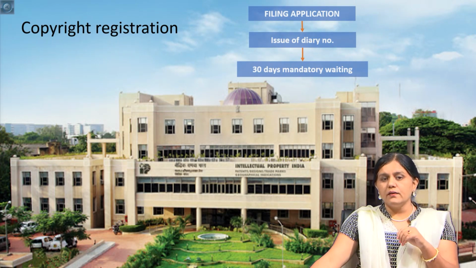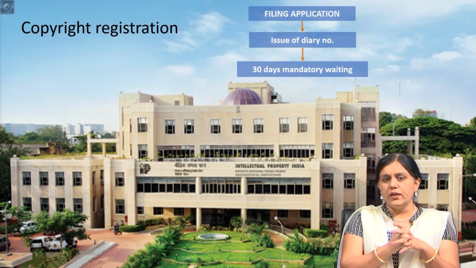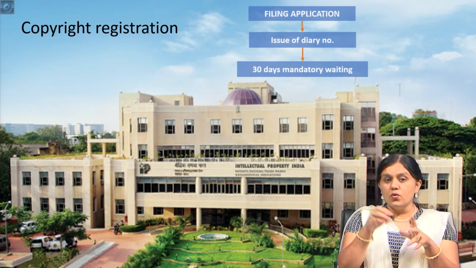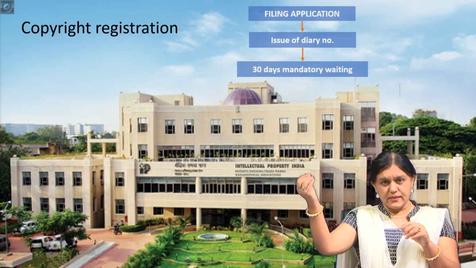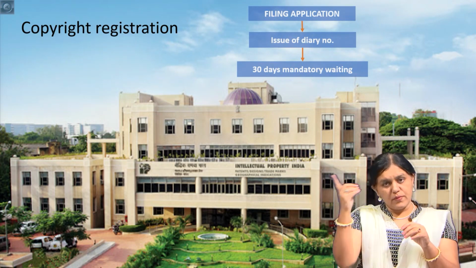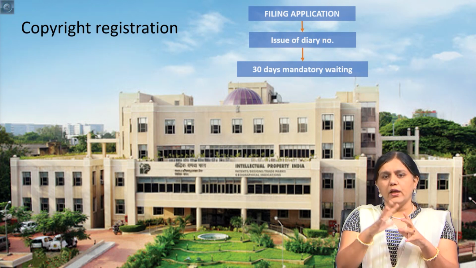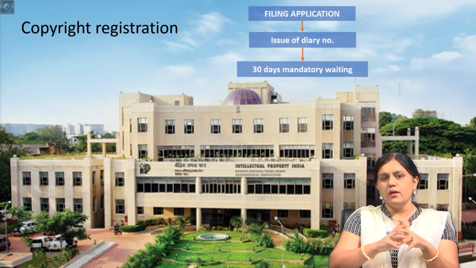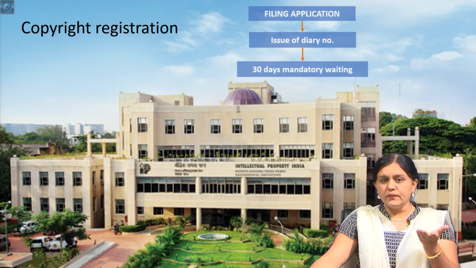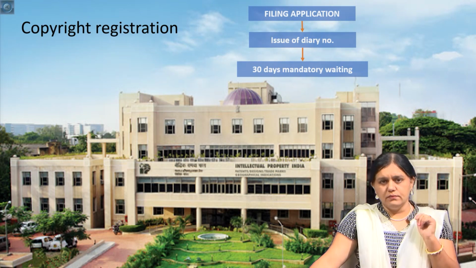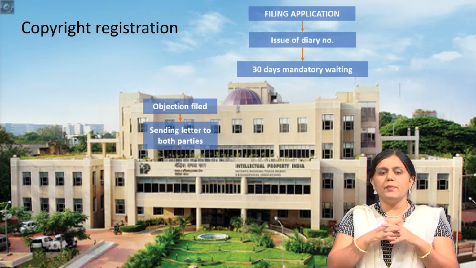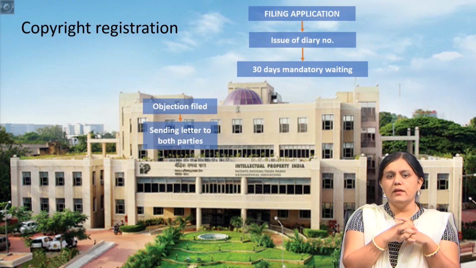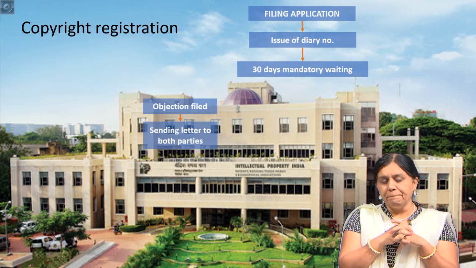Okay. Then if it is a photograph, you have to give an NOC from the person whose photograph appears on the work. So, if there is a photograph of someone else, although you have clicked it, an NOC from that person is also required. Okay. Then power of attorney, if you are filing through an advocate. Okay. Now, we will go to the next thing. If there is an objection, what will happen? The examiner will send a letter to both parties. Okay.